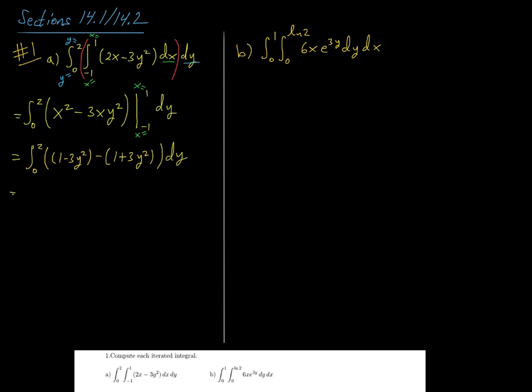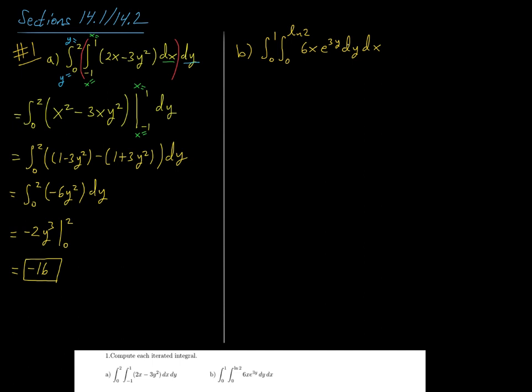Then clean that up and notice the 1's drop out, and so I'll get minus 6y squared. And now integrating that, it's going to give us a minus 2y cubed, and we're evaluating from 0 to 2, and so that's going to give us a minus 16. Okay, great.